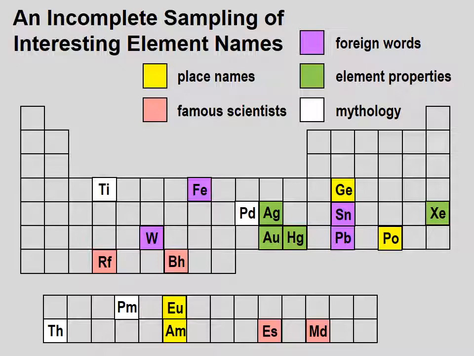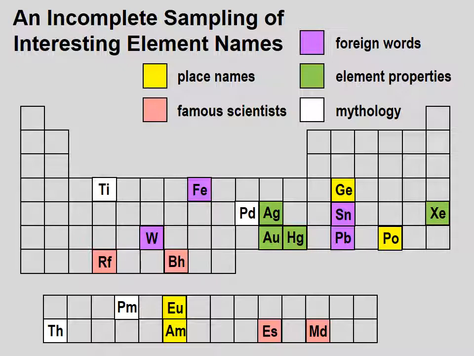Every element on the periodic table got its name from somewhere, and here is an incomplete sampling of what I consider to be some interesting element names. Some of the elements are named after places, some after famous scientists, some are from foreign words or non-English words. Some element names are related to the properties of the elements, and some are related to stories in mythology.